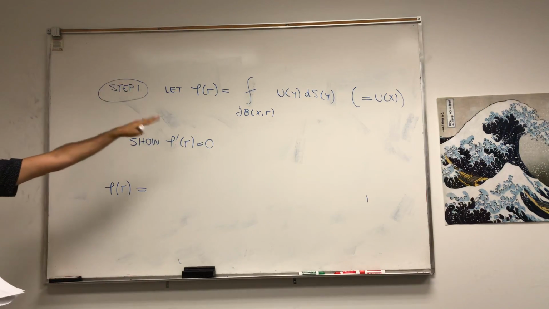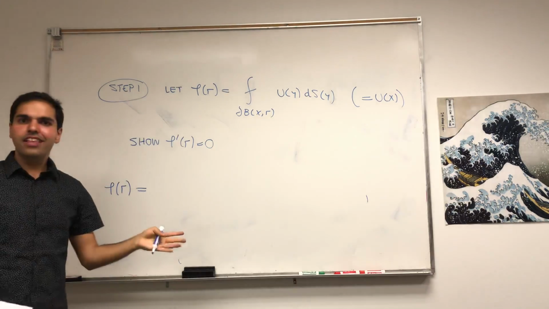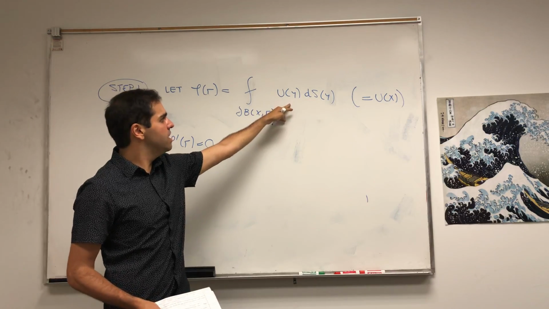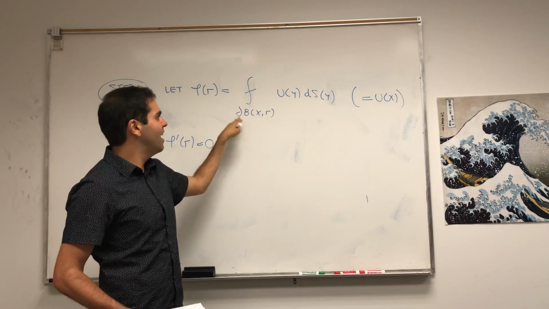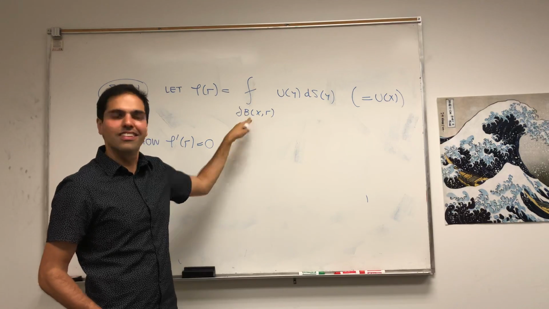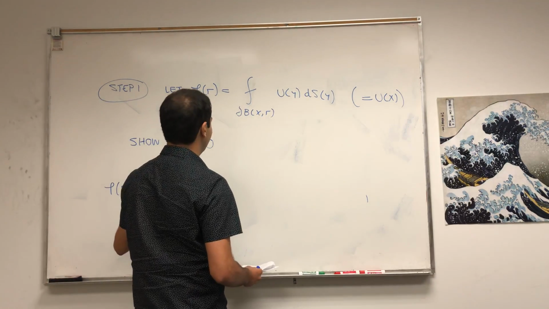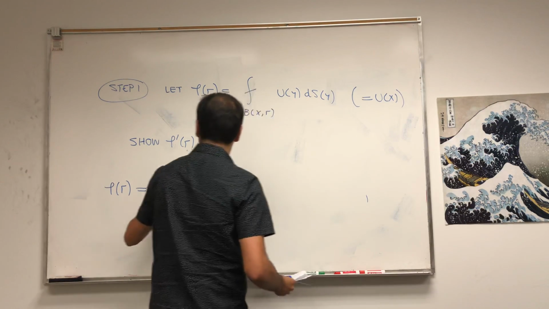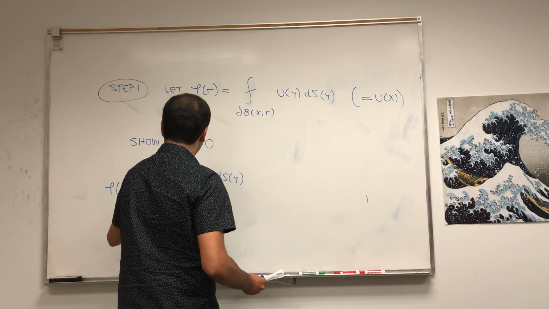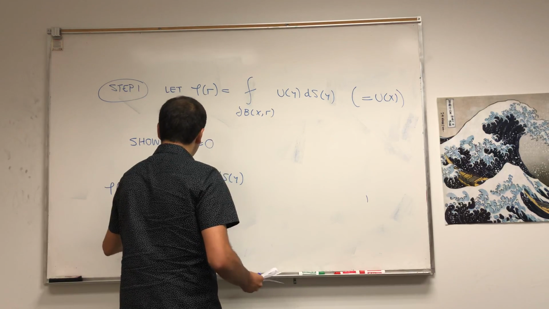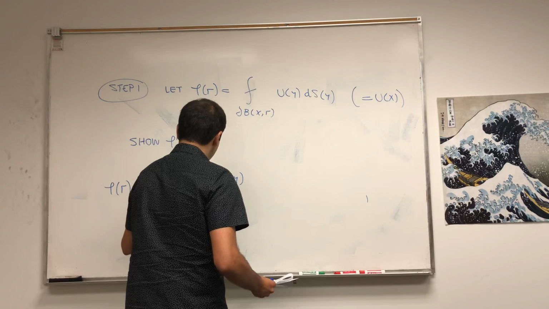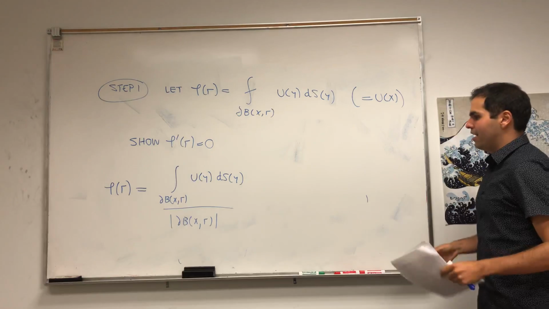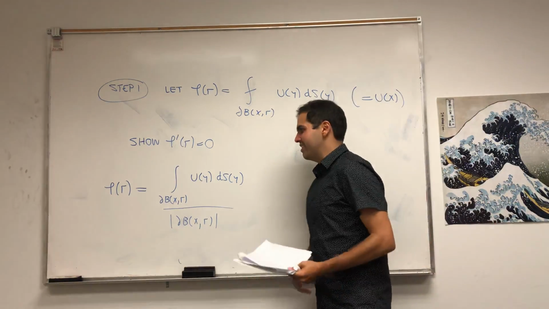First of all, what is this average integral? Just like in calculus, the average value of a function is the integral of the function divided by the area, if you want, of this object. So by definition, phi of r is the integral of u of y dS of y, integrated over that sphere, divided by that surface area of that sphere.